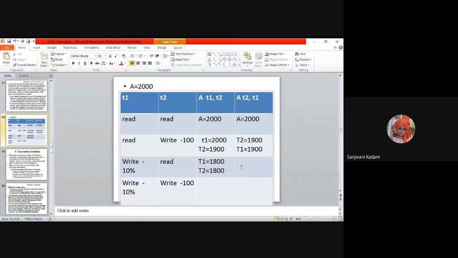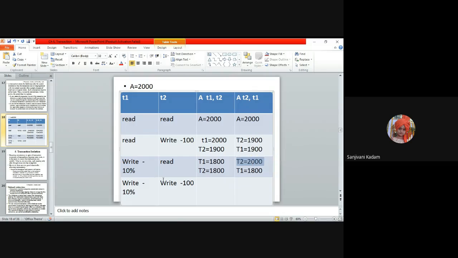it will read the updated value as 1800. Whereas in this case, if T2 is executing first, T2 will read the value as 2000, and as T1 is executing later, T1 will make A equal to 1800. So here also we have a difference. Here T2 is reading the value as 1800 and here T2 is reading the value as 2000. It means whether T1 and then T2 or T2 and then T1 is executed, that will make a difference.